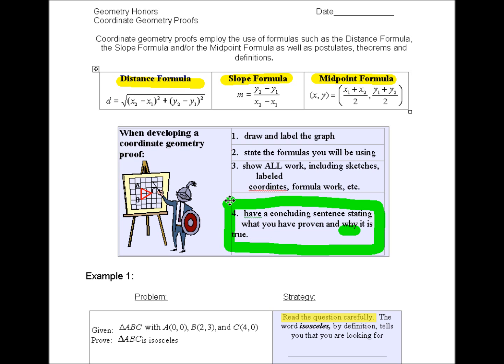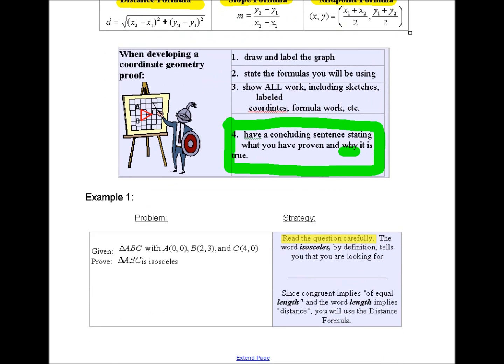You can't just do the work, okay? So if we look at the problem below, it says to prove that a triangle is isosceles. And really, how do you prove isosceles? You prove isosceles by proving at least two of the sides are the same length. So by its definition, that basically tells you what you're looking for. And the definition of isosceles tells you at least two of the sides are congruent. And congruent implies of equal length, and length implies distance. So therefore, we will use the distance formula. Okay?